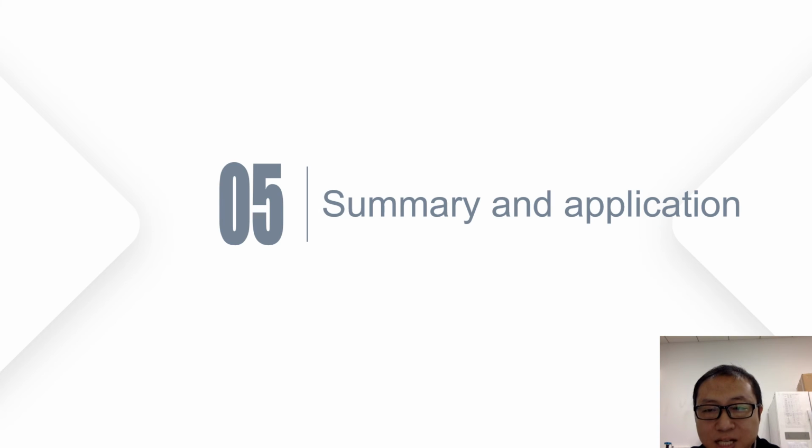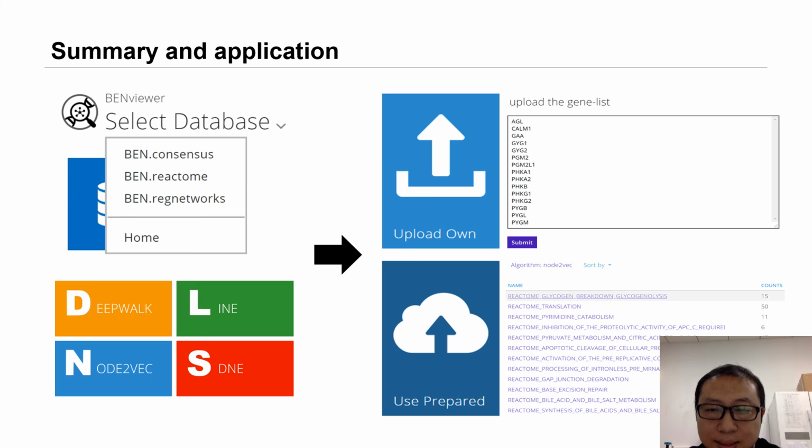Summary and application. This paper compares the application of three graph embedding algorithms: DeepWalk, LINE, and node2vec, in visualizing the interaction information of biological networks. We also developed a web-based application, BenViewer. BenViewer is a brand new online gene interaction network visualization server based on a graph embedding model.